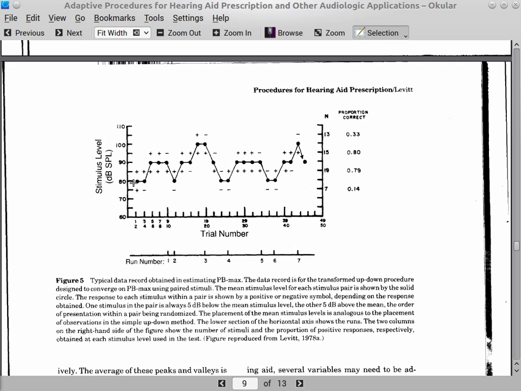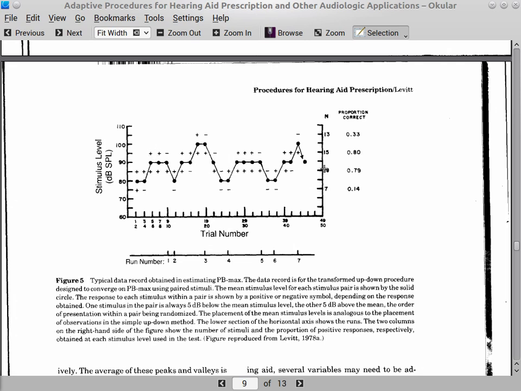What you're actually doing is presenting two words at different intensities. Those intensities, I believe, are 10 dB apart, and our step size, as an example, was 10 dB in general. So we present one word at 75 and one at 85. If we get both positive or both negative, that's not meaningful to us because it doesn't tell us anything about the slope of the psychometric function.